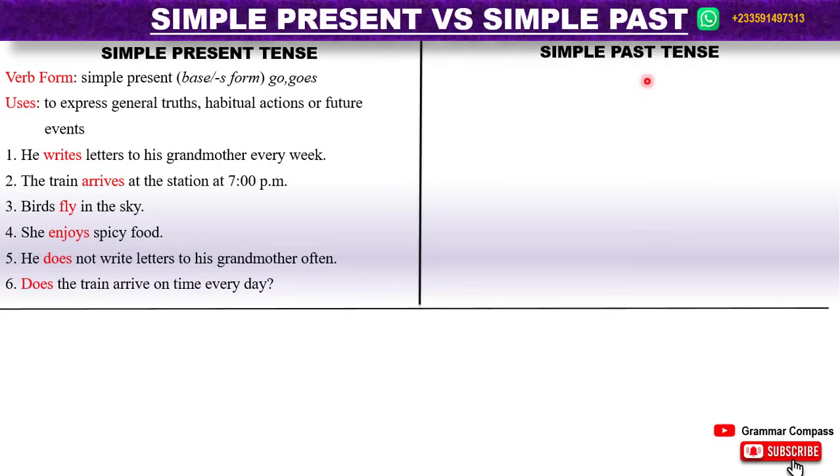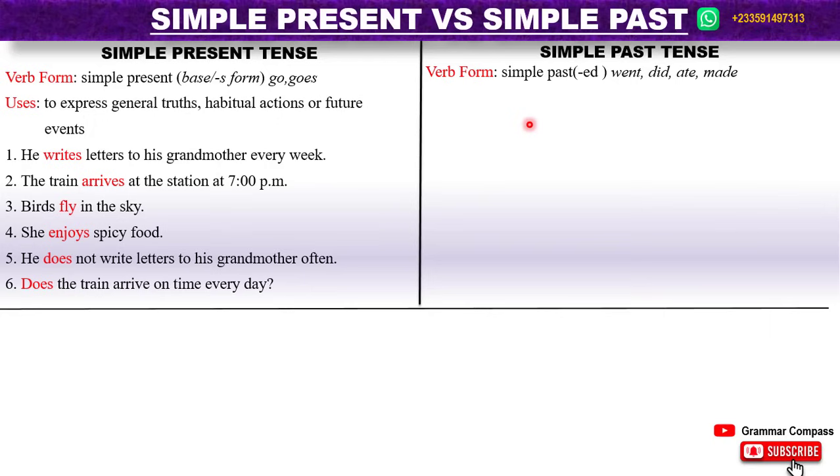What form of the verb should we use? We will use the simple past form of the verb in the simple past tense. For example, we will use the simple past form of go, which is went. We will use the simple past form of do, did. Simple past form of eat, ate. Simple past form of make, made. When these verbs occur in the sentence, then we have a simple past tense.